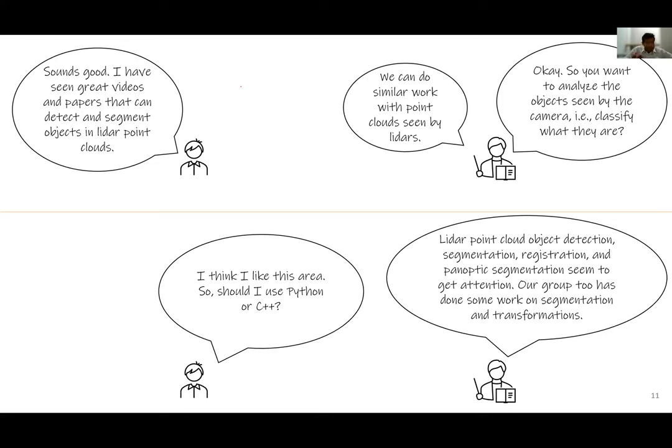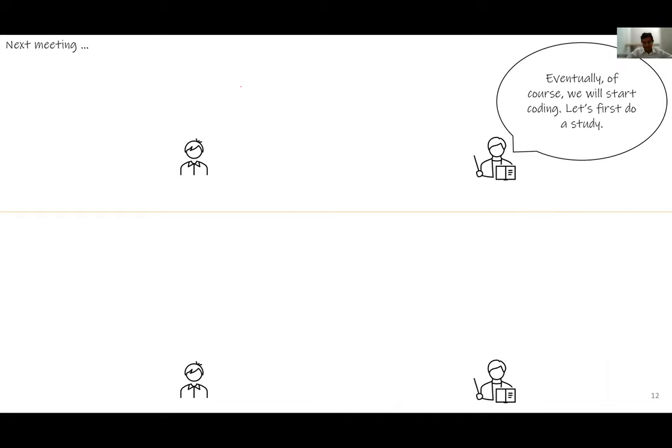So should I use Python and C++? Now student is so enthusiastic, right? He wants to already go and program. So now what does the professor have to do? Yes, professor has to caution the student. Okay, now no, not like that. You have to do some investigation about the area and then slowly zero in on the exact research gap that you want to find. So let's see what professor has said.